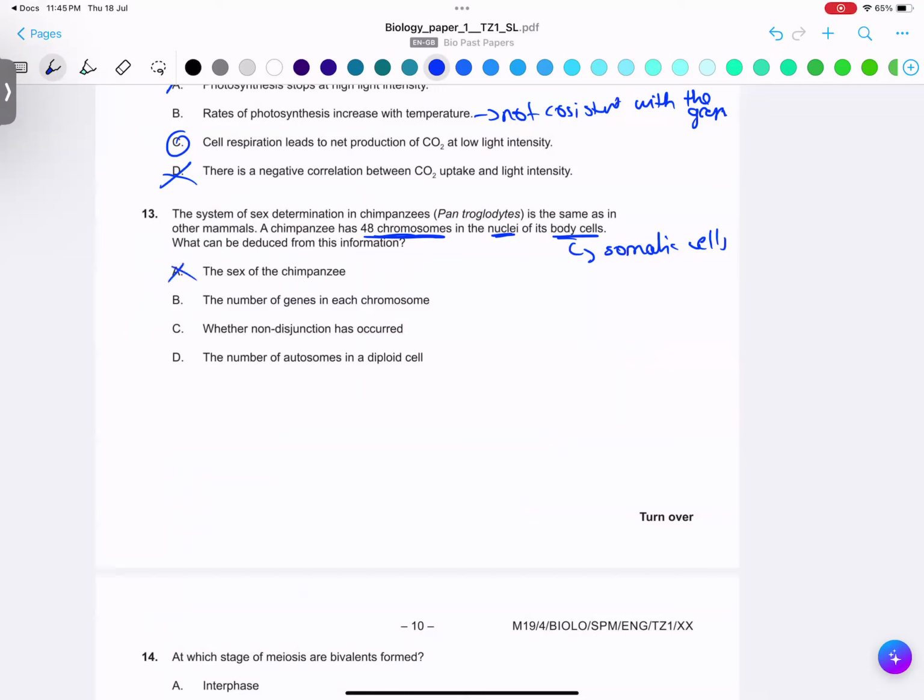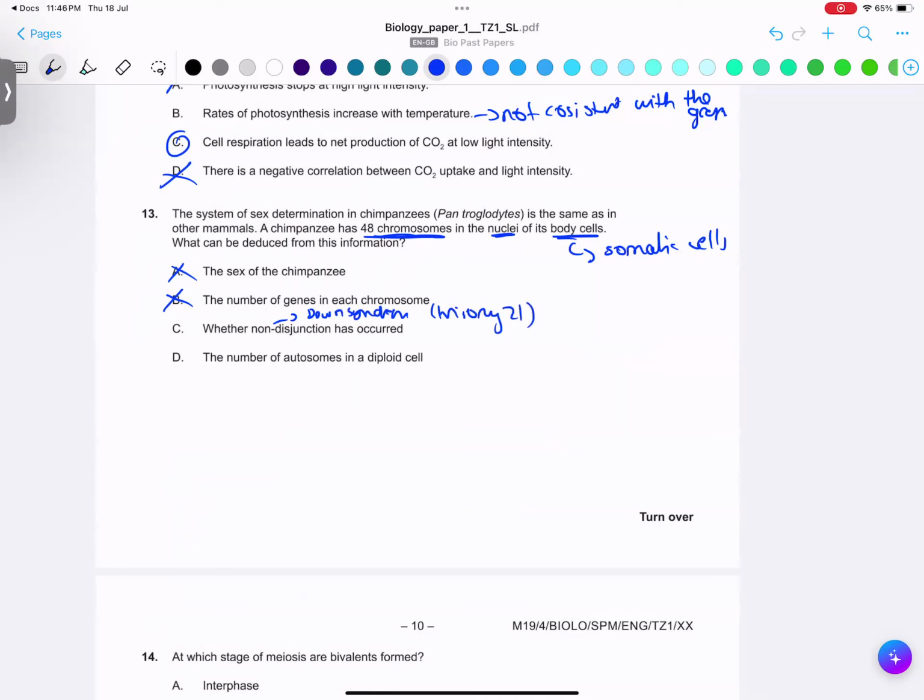Not the chimpanzees, because all chimpanzees have the same chromosomes, so we can't know the sex chromosomes. It did not mention anything about the sex chromosomes. The number of genes in each organism, in each chromosome, no. This is not something we can possibly know. Whether disjunction has occurred, but this has to do with Down syndrome, or in other words, trisomy 21.